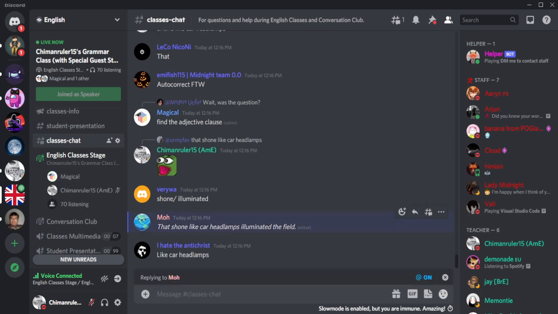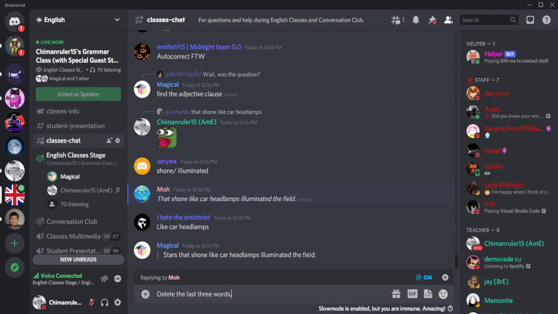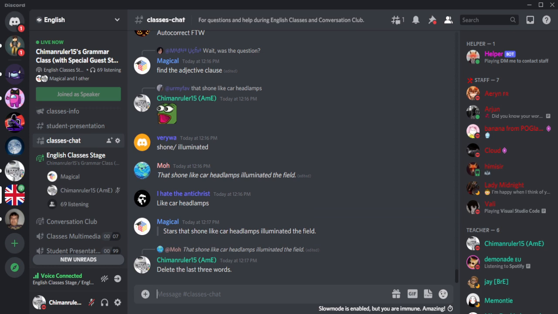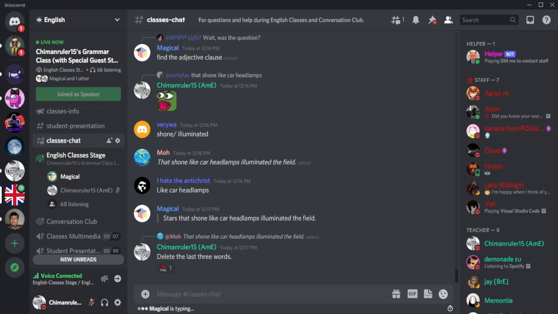We have this example. The stars that shone like car headlamps illuminated the field. I'm just going to write it again, and now we're going to investigate it. That is our relative pronoun, which means that an adjective clause is going to be started. Shone is the verb of our clause, and the rest of it is just the group of words that we needed.